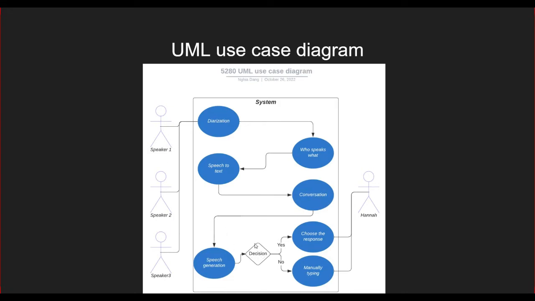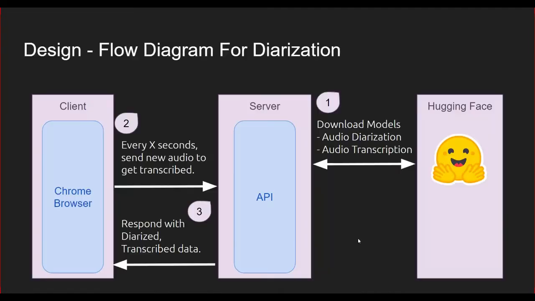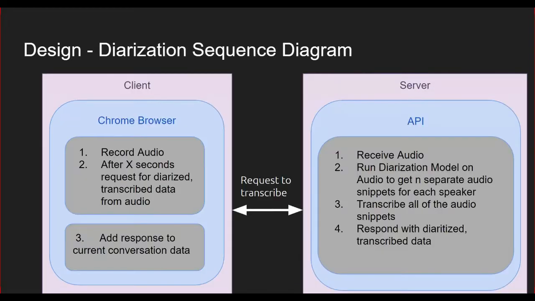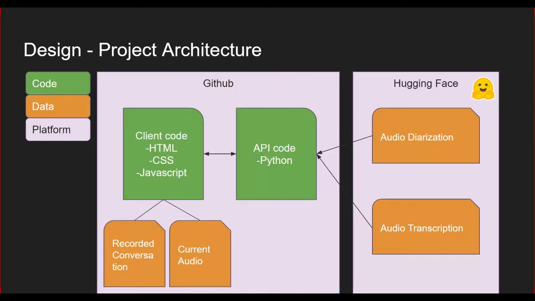And then if HANA sees that one of the responses is a valid response, she'll choose it, or she'll manually type it. And here's the flow diagram for diarizations. Then this is the sequence diagram and the architecture.